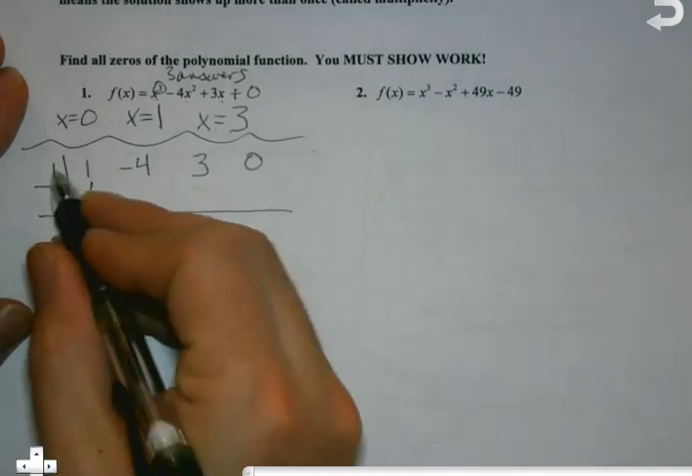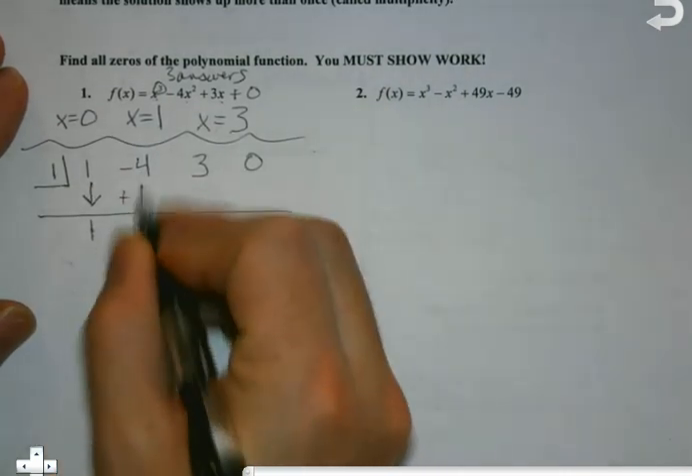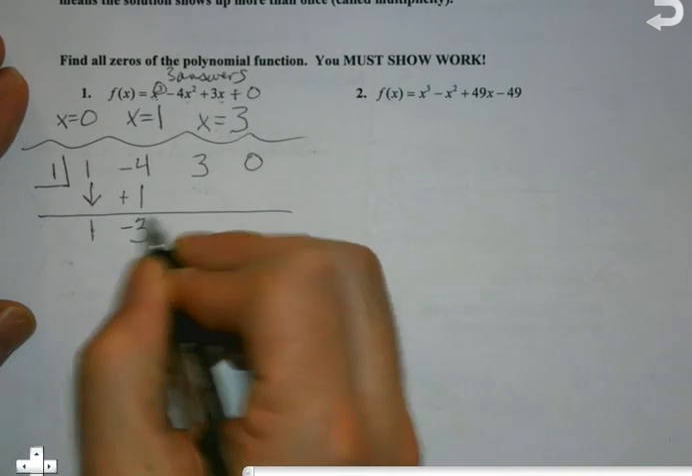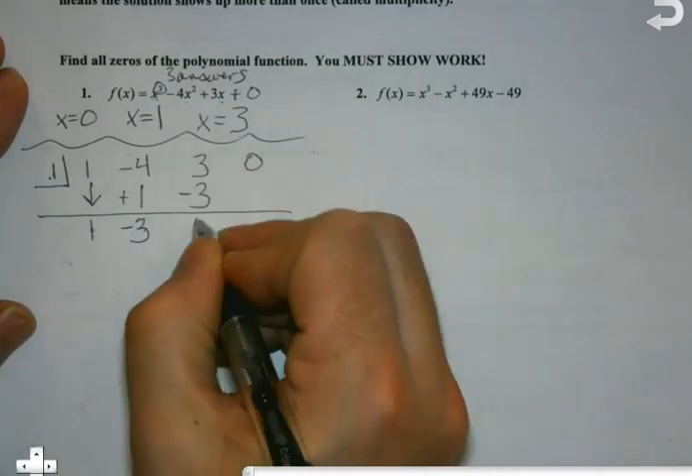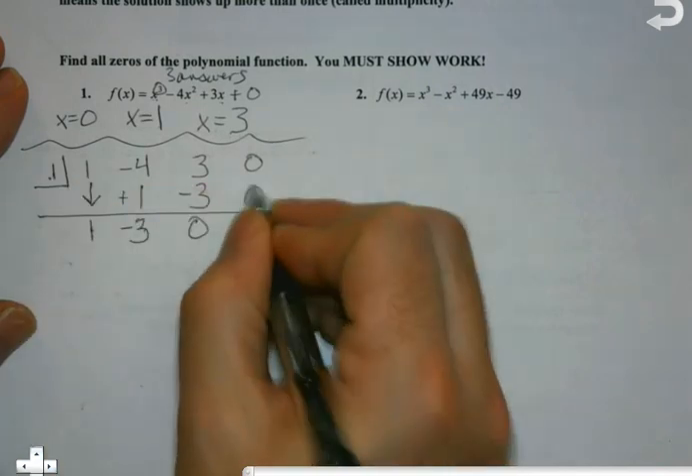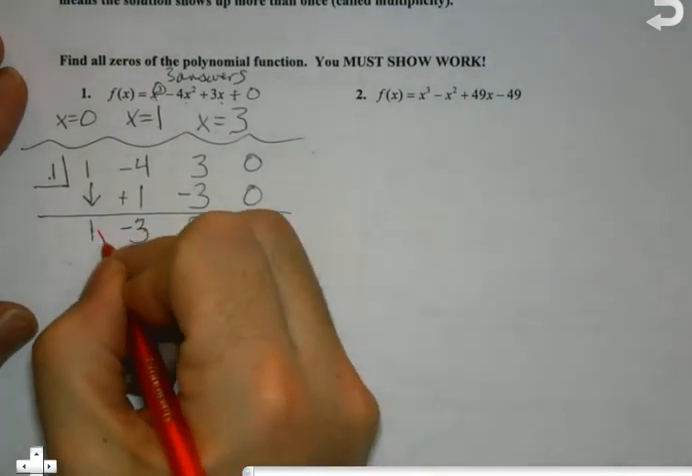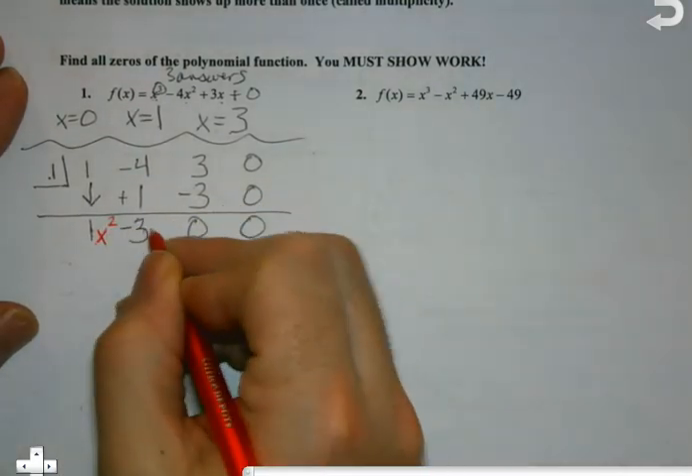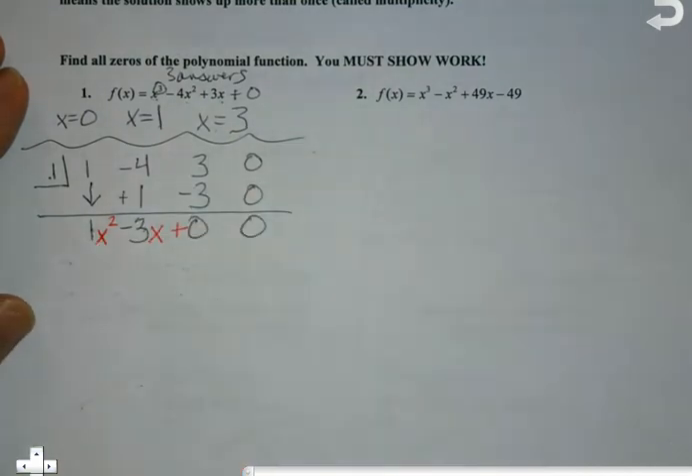Using synthetic division, 1 times 1 is 1. Add them up. -3 times 1 is -3. Add them up. So now, since I started with x to the third, I start 1 degree below that. And you're like, okay, so now what?